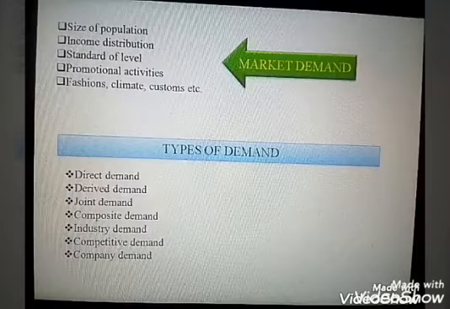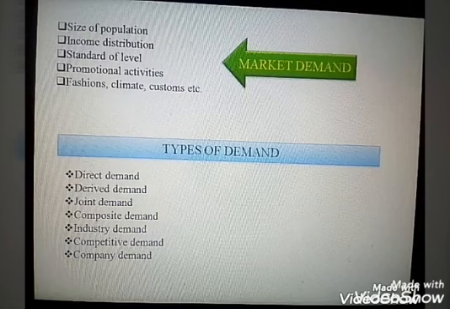Factors affecting market demand. First one is size of population. The higher the size of the population, the higher will be the demand for the product. Then income distribution. When the majority of the people belong to the high income group, then the demand for luxurious goods will be high. Whereas when the people belong to the low income group or middle class, then the demand for necessity goods will be high. The standard of living also has an impact on the market demand of the product.